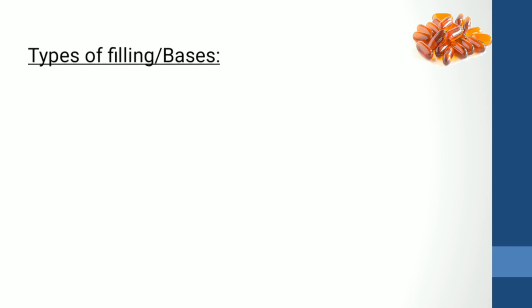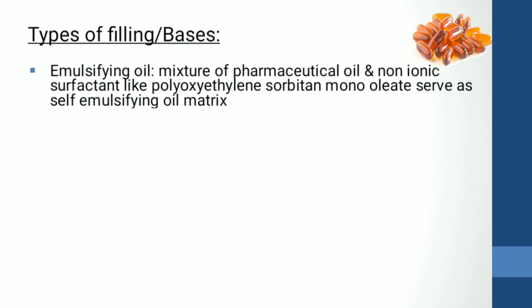Other materials that can be filled are emulsifying oils. So, a combination of pharmaceutical oil and non-ionic surfactant such as polyoxyethylene sorbitol monooleate can serve as an oily formulation which disperses readily in the gastrointestinal fluid. The resulting oil or surfactant droplet enables a rapid transfer of drug into the absorption mucosa and subsequent drug absorption. They are also known as self-emulsifying oils.